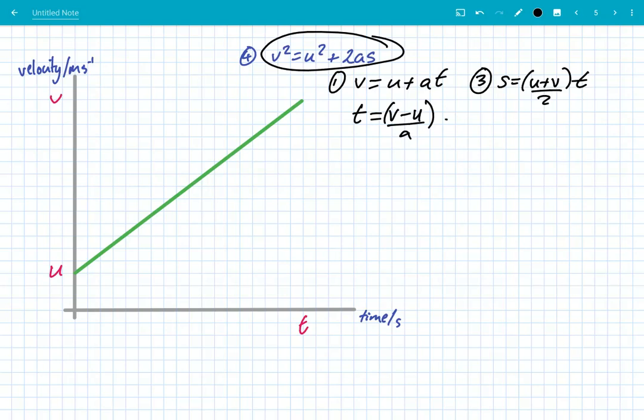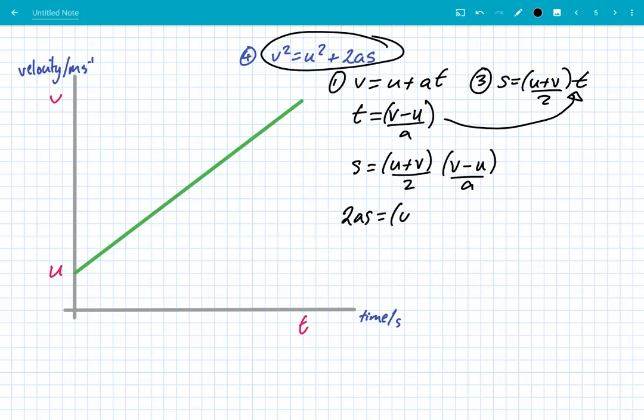And now I'm going to substitute that into this t here, into equation 3. And that leaves me with s is equal to u plus v divided by 2 multiplied by v minus u over a. I'm going to multiply both sides by 2a to get rid of the 2a at the bottom. And that gives me 2as is equal to brackets u plus v, brackets v minus u.